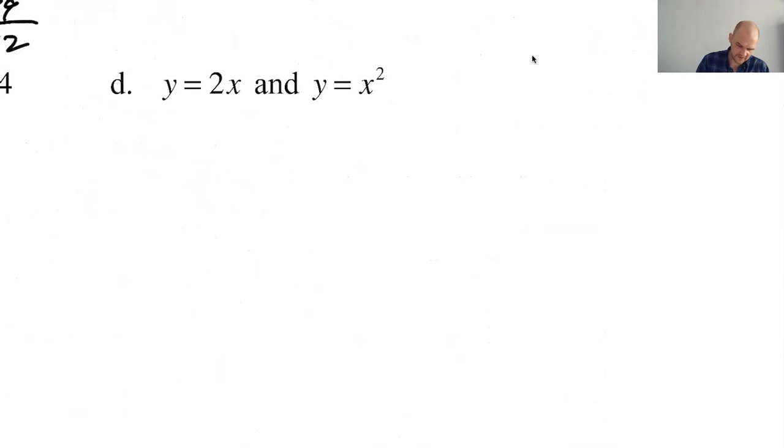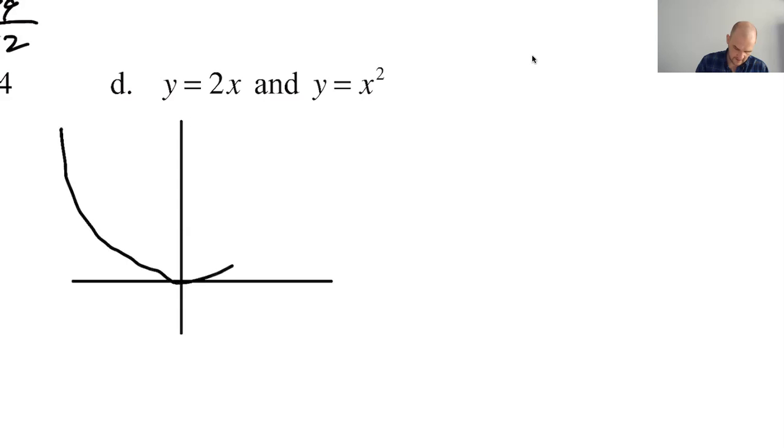So let's see what we got here. We got y equals x squared, y equals 2x. So let's draw those on the same set of axes. Again, it doesn't need to be perfect, just needs to be good enough to get the idea. I don't know if I'm telling you that or if I'm telling me that.